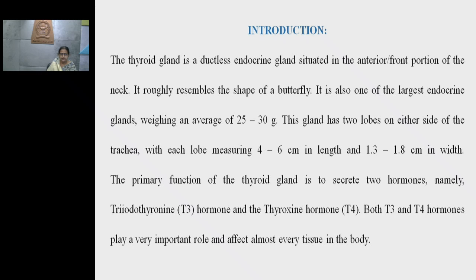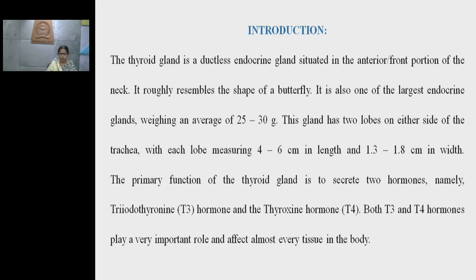I am taking an endocrine gland, that is thyroid gland. In introduction, the thyroid gland is nothing but a ductless endocrine gland situated in the anterior front portion of the neck. It roughly resembles the shape of a butterfly or is H-shaped. It is also one of the largest endocrine glands, weighing an average of 25 to 30 milligrams in weight.